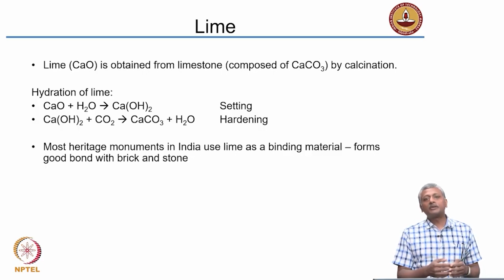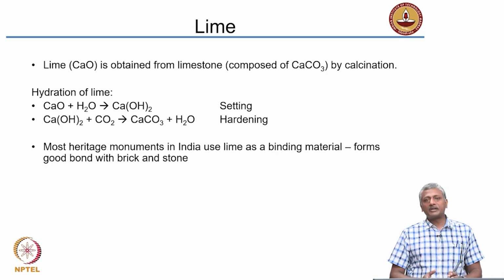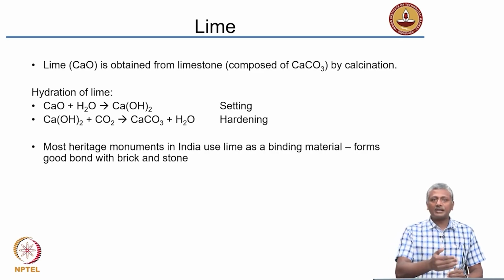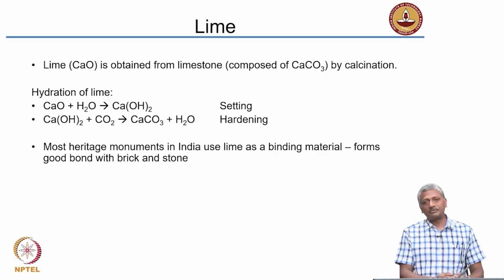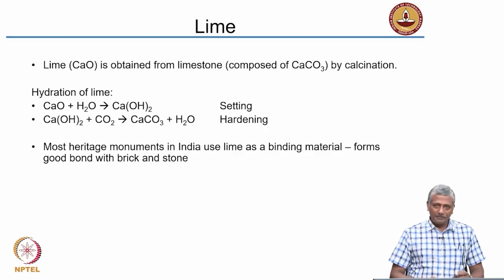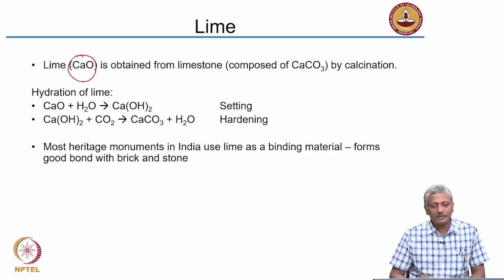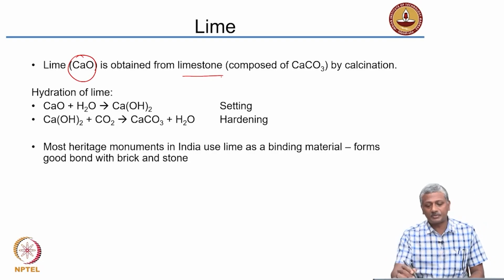But if you have to repair heritage monuments which were originally designed with lime mortar, it is always better to stick to something which is similar to the lime mortar or lime mortar itself for the repair, because that's going to be more compatible with the structure. But what is this lime? Lime basically is calcium oxide, and this is obtained from limestone, which is calcium carbonate.